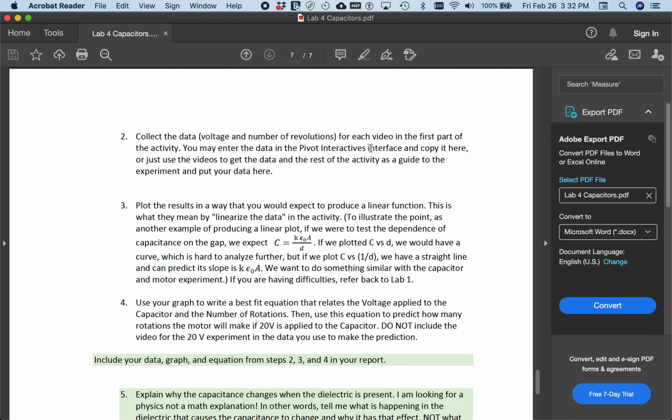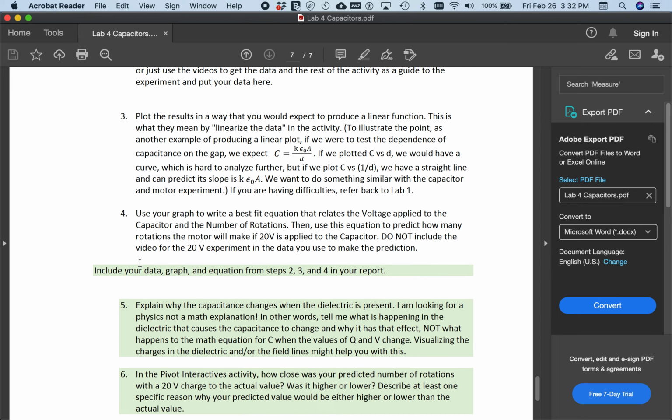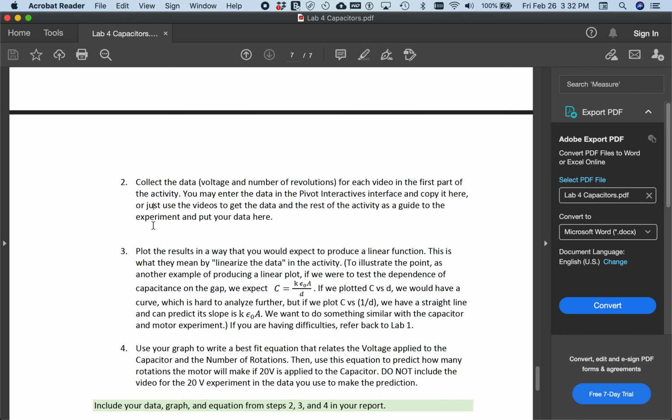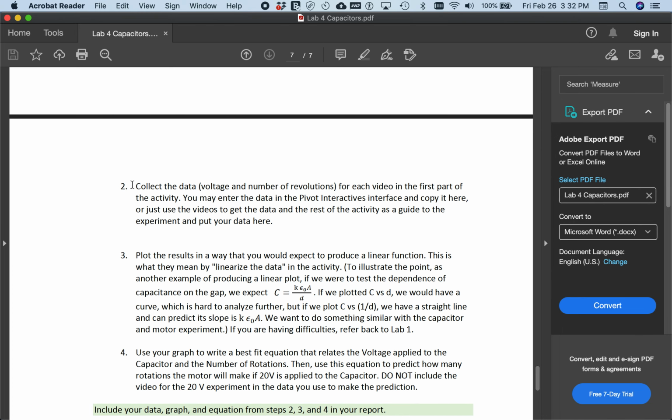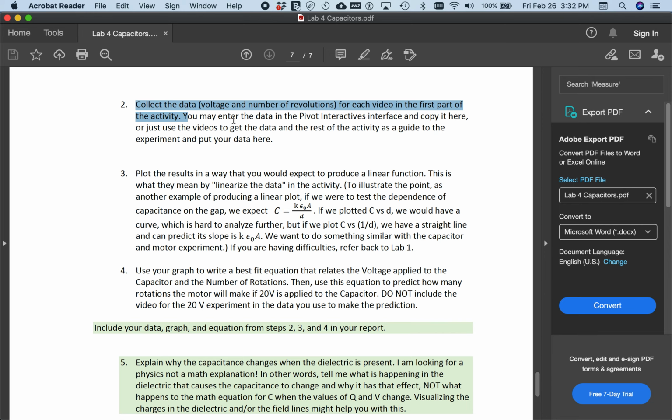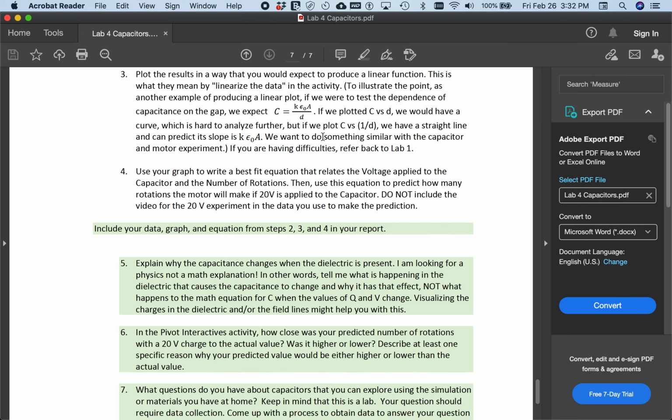So students need to linearize their data. Collect the data, voltage and number of revolutions for each video in the first part of the activity, and then they can either copy the data or they can just look at the video and make their own table.